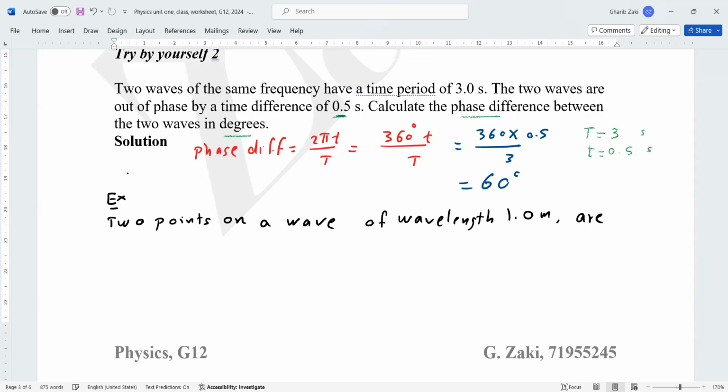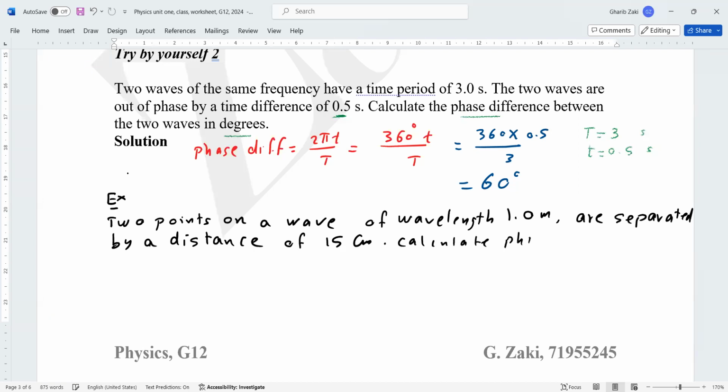are separated by a distance of 15 centimeters. Calculate the phase difference in radians. Try to solve that.